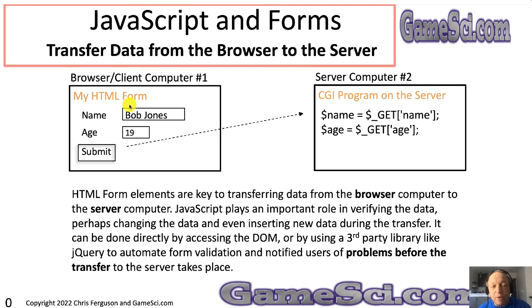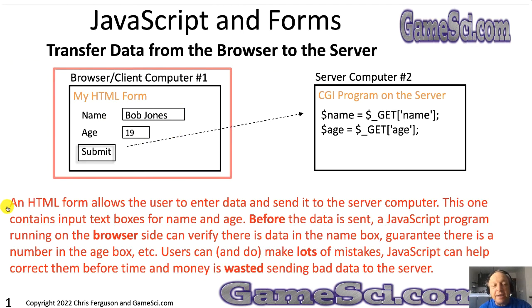Data goes from the browser or client computer over to the server computer, and it's JavaScript's job to make sure it's good data. An HTML form allows the user to enter data and send it to the server computer. This one contains input text boxes for the name and the age. Before the data is sent, a JavaScript program running on the browser side can verify there is data in the name box, can guarantee there is a number in the age box, etc.